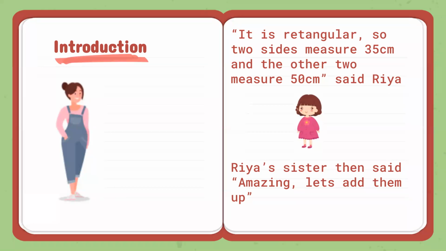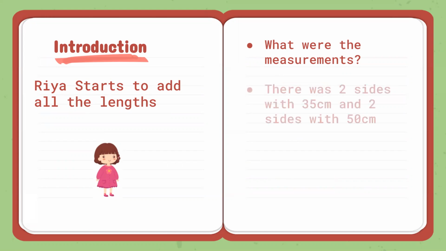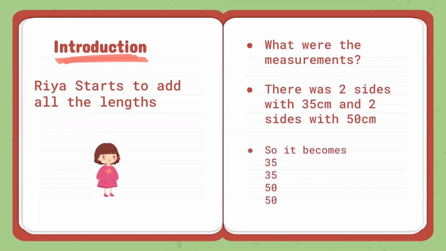Ria's sister says, excellent work Ria, बस इन सबको ऐड करके tell me the sum. ये चारों measurements जो you found out, इन सबको ऐड करके tell me the sum. So Ria starts to add all the lengths. She first tries to remember what the lengths of the card were. She says there were four measurements, two sides that were 35 centimeters and two sides that were 50 centimeters. So she just writes them one below the other, so it gets easier to add them, and then she starts adding them.